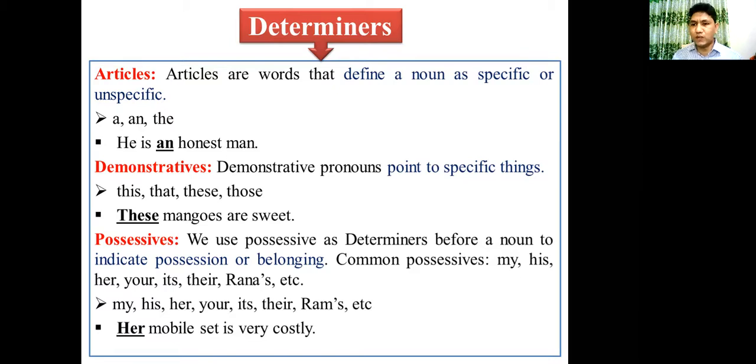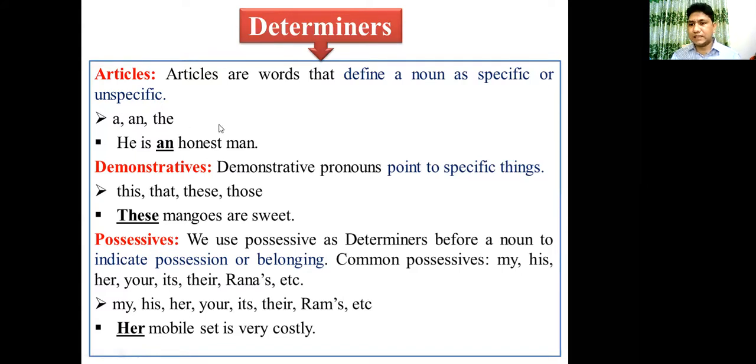Now the question is, what is an article? Articles are words that define a noun as specific or unspecific. That means an article always defines a noun. Now the question is how articles define. Articles define a noun as specific or unspecific. That means it will define a noun and tell us whether it is specific or unspecific, or whether it is definite or indefinite.